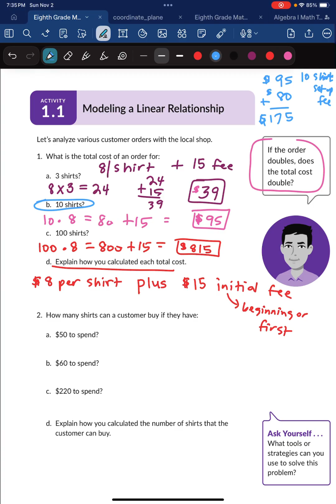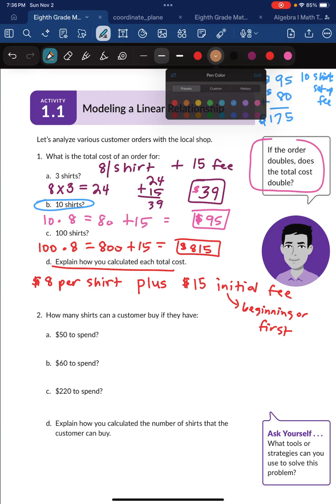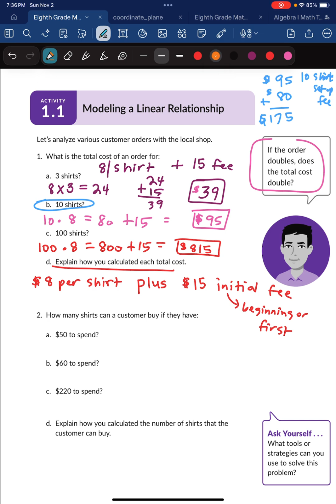How many shirts can a customer buy if they have $50 to spend, $60 to spend, and $220 to spend? So now we're going to go in the opposite direction. We're going to start with the money and work backwards to see how many shirts we can make or buy with that amount of money. So let me get a different color here. So now I'm going to say I have $50 to spend. How many shirts can I buy?